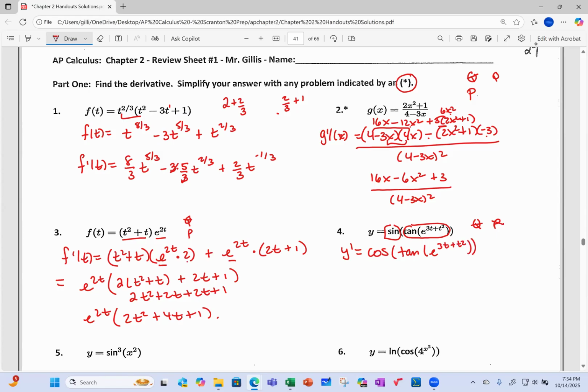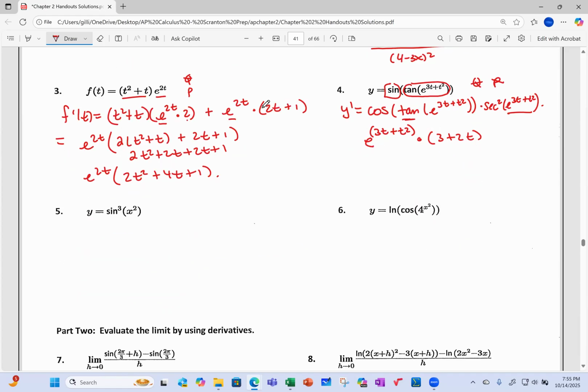And this is where I'm going to kind of run out of room. Times it by the derivative of the inside. And the derivative of tangent is secant squared. Repeat the inside. And then times it by the derivative of this inside, which is e to the 3t, because that's the derivative of e, the function itself. Ooh, plus t squared, because I didn't see that was an exponent, times the derivative of the exponent, which is 3 plus 2t. And that does need to be in parentheses.